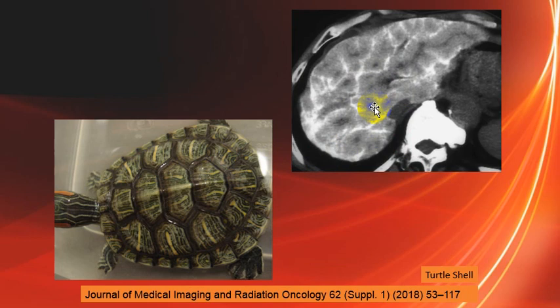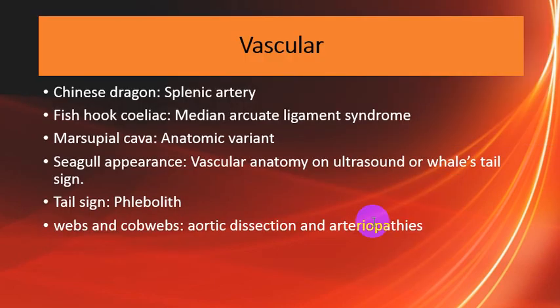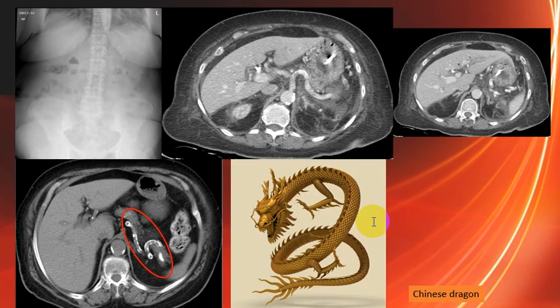And here we see a patient with schistosomiasis with the turtle shell sign due to calcification of the eggs in the portal tracts. And here multiple patients with zebra pattern enhancement of the spleen. And vascular signs, we have the calcification of the splenic artery on the plain film and the CT scan, giving the appearance of the Chinese dragon sign.